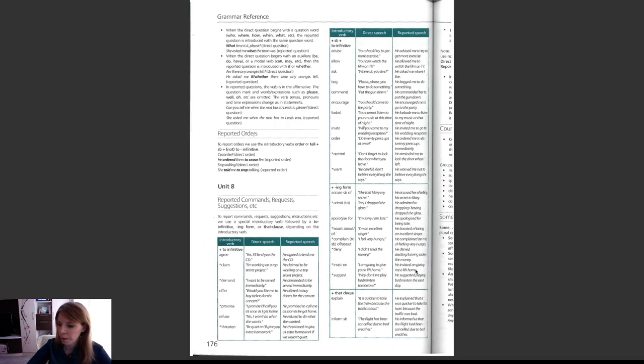И, наконец, последняя, четвертая группа – это глаголы. Всего тут представлены только два глагола explain и inform, на самом деле их огромное множество, которые требуют после себя придаточного предложения, вводимого словом that. The flight has been cancelled due to bad weather. He informed us that the flight had been cancelled due to bad weather. Вы видите, что у нас придаточное предложение вводится служебным словом that. Он проинформировал нас, что рейс был отменен ввиду плохих погодных условий.